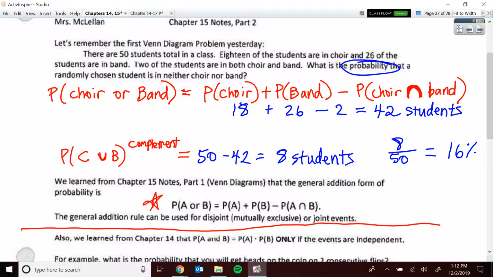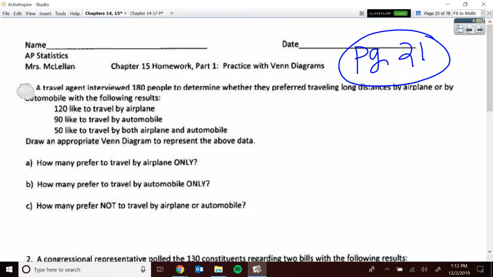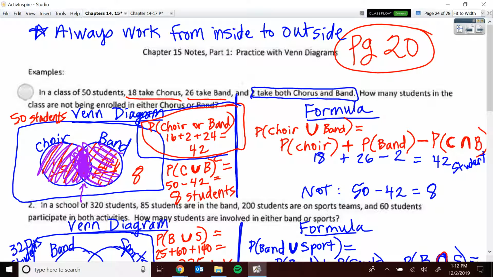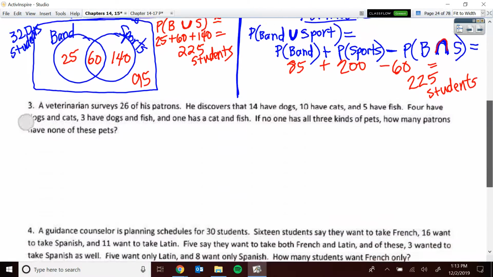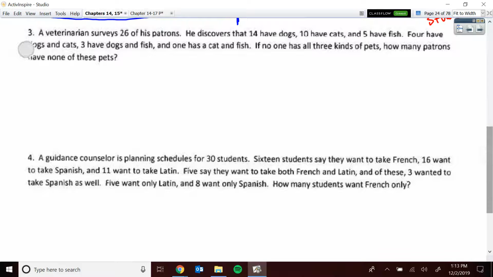Okay. All right. So let's go ahead and go on back and look at how problem 3 is different. 3 and 4. Look at 3. What's going on that it's different? Dogs, cats, and fish. 3 things. So guess what? No formula for that. So you're going to have to do a Venn diagram.